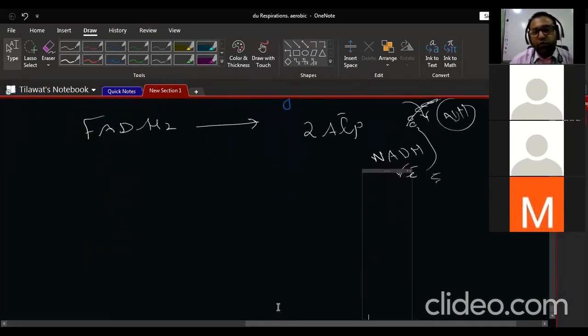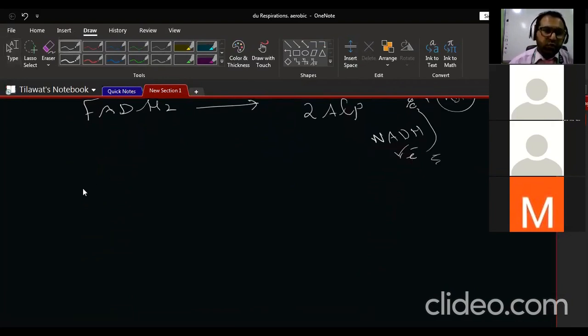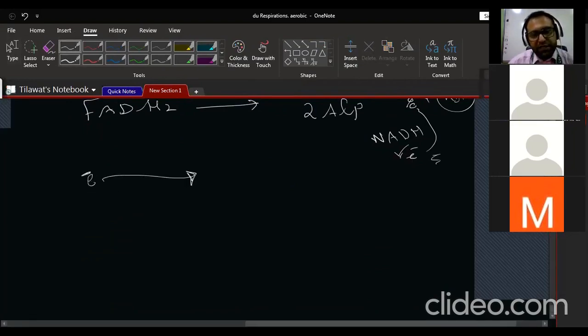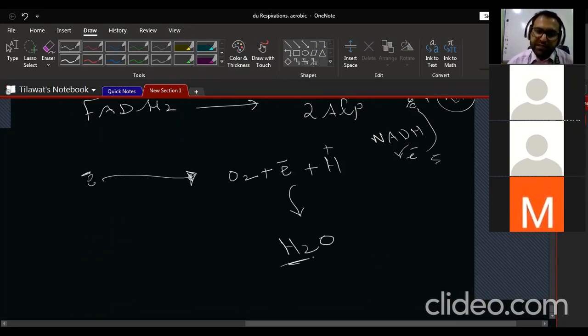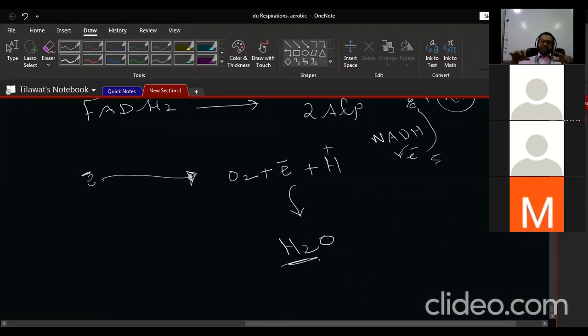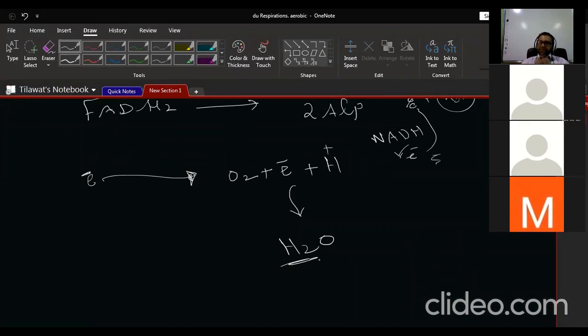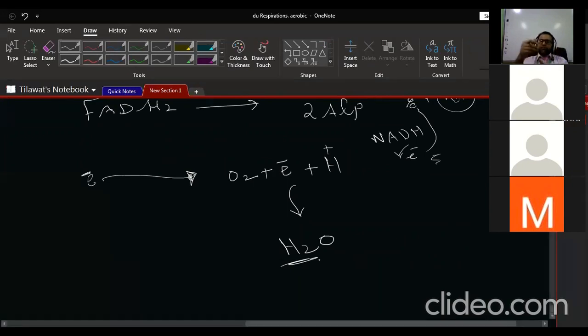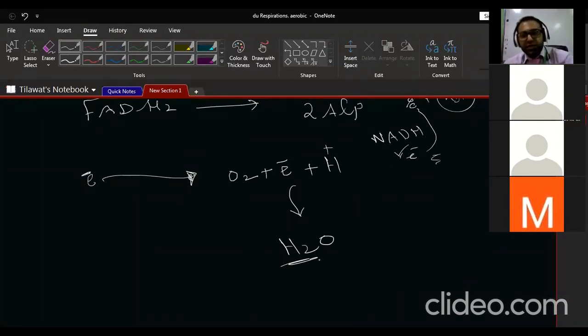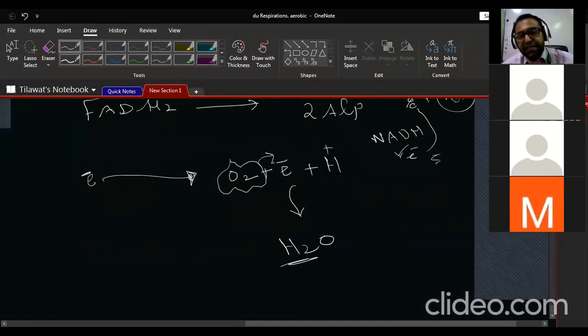Now, what is the role of, at the end, where will this electron go? When electrons pass through the electron transport chain, who will receive them at the end? They will be received by oxygen, plus electron, plus hydrogen, and they will form water. So what is the role of oxygen in respiration? It is the final electron acceptor. This point is very important, boys. Sir, can you repeat it, please? When NADH loses the electron and it passes through redox reactions, at the end that electron will be caught by oxygen. And when oxygen gets that, oxygen will also catch a hydrogen ion. Both will combine and form water.